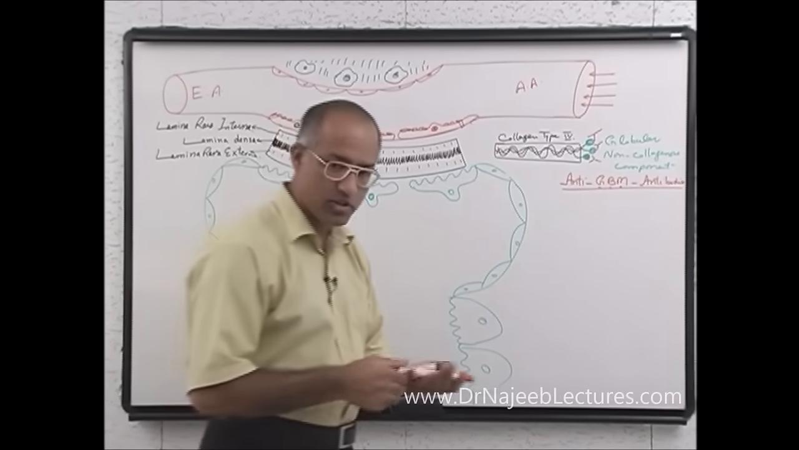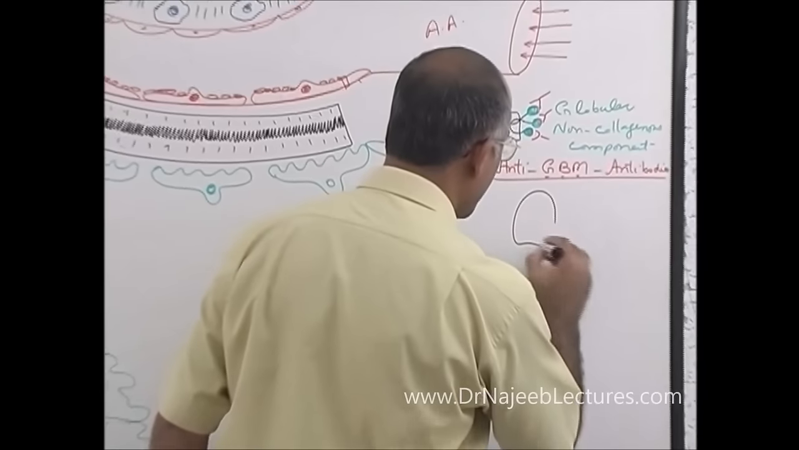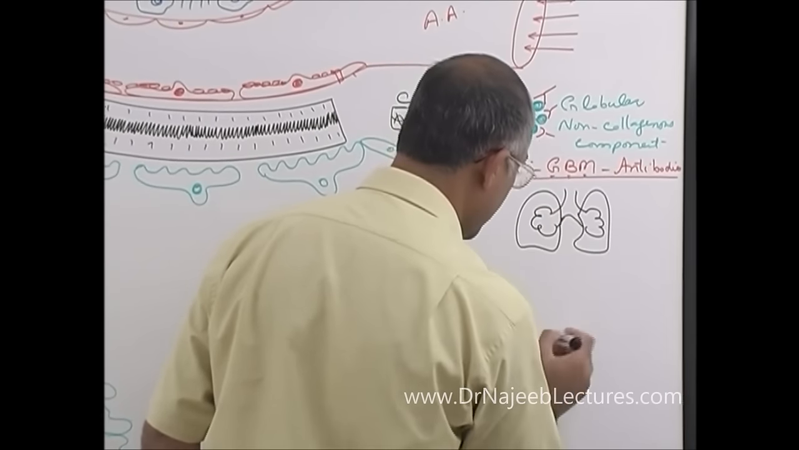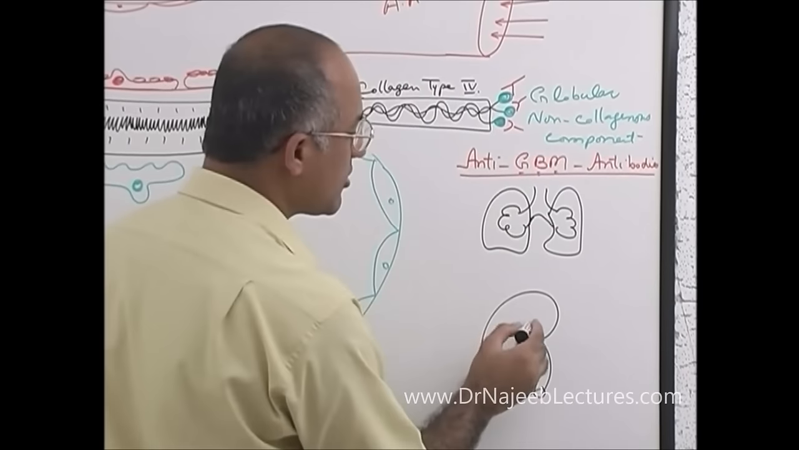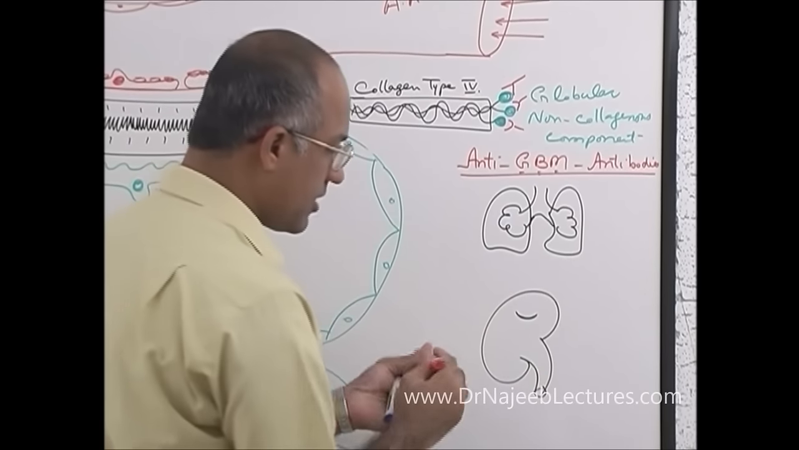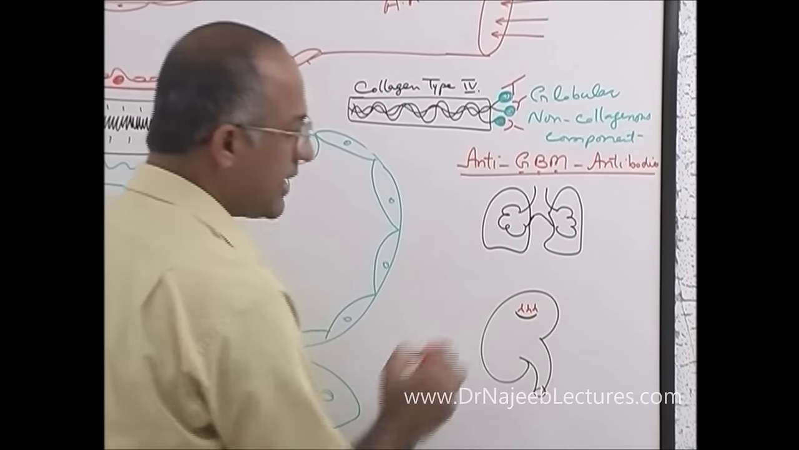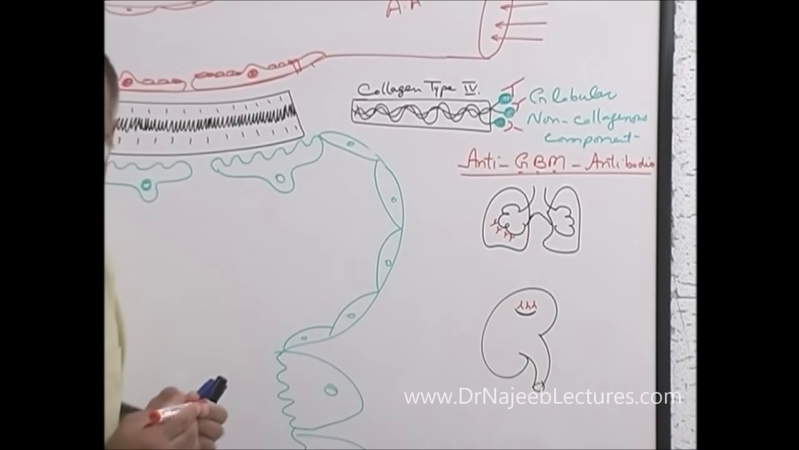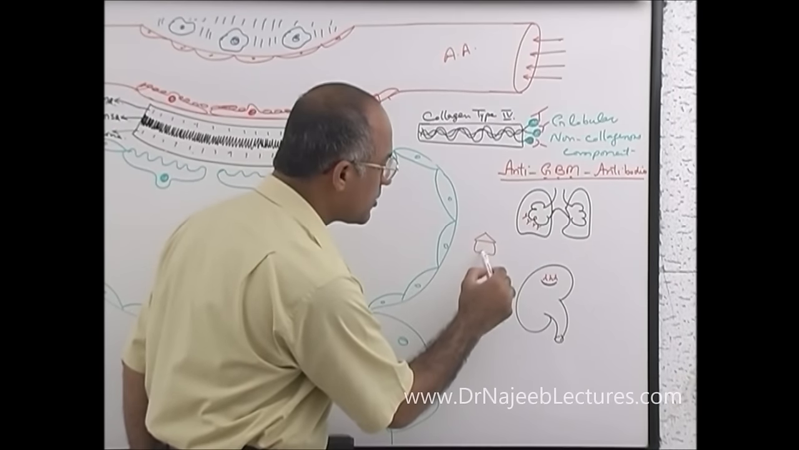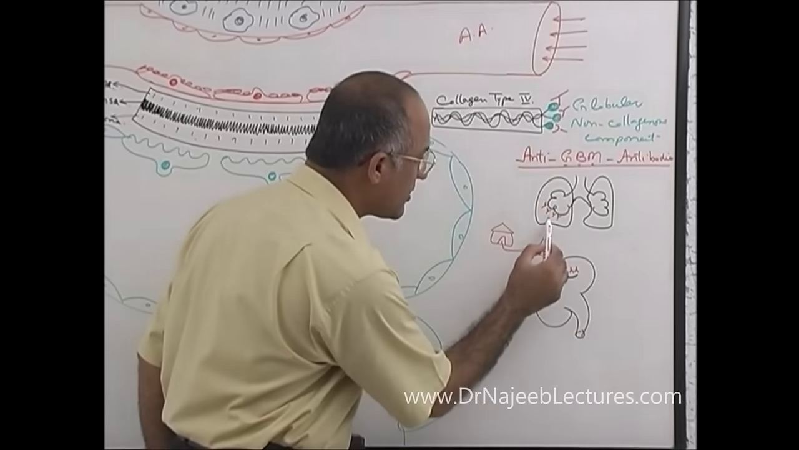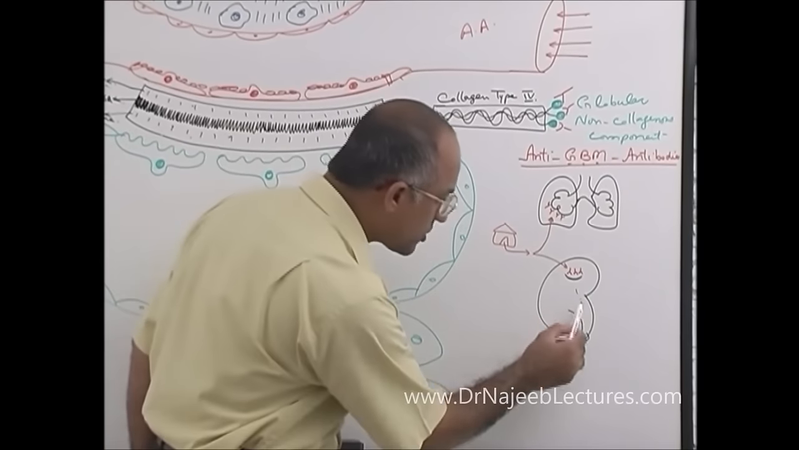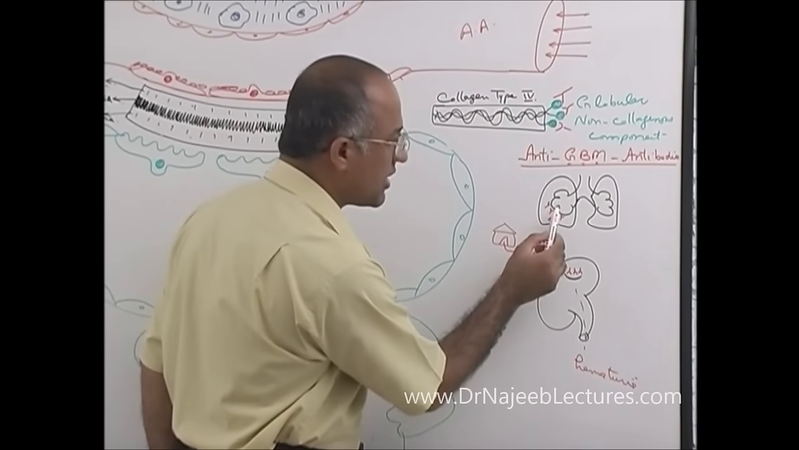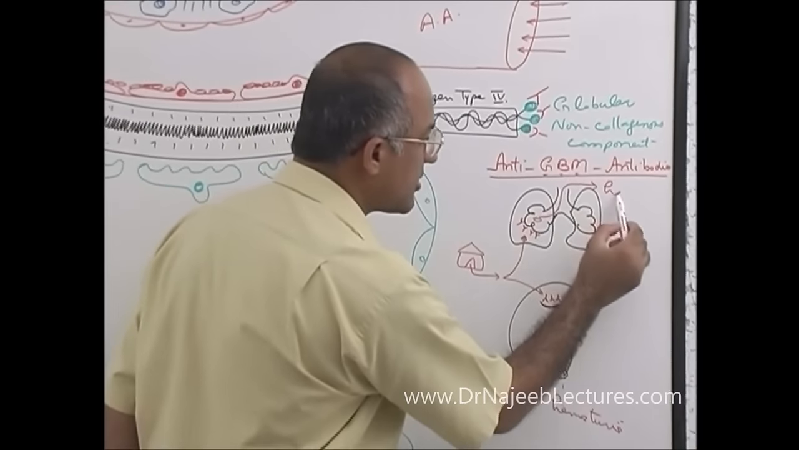alveolar basement membrane also. So some patients may make antibodies which will react not only against the glomerular basement membrane in the kidney, but they will also react against the alveolar basement membrane. In these patients, where autoantibodies attack the kidney as well as the lungs, this will produce hematuria here, and this will produce damage to this, and that will bring hemoptysis here.